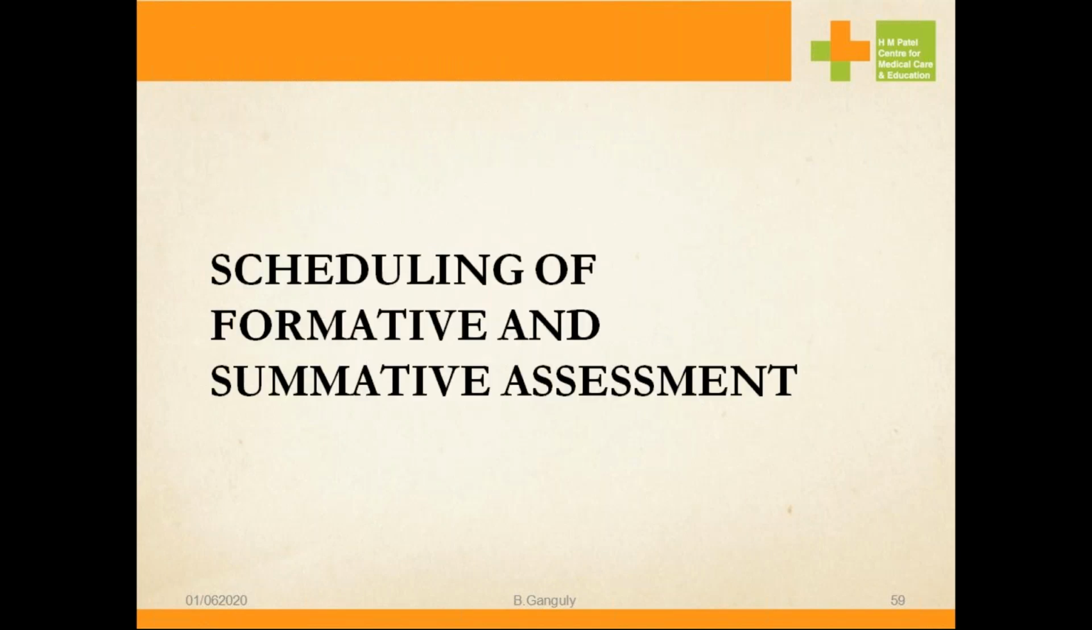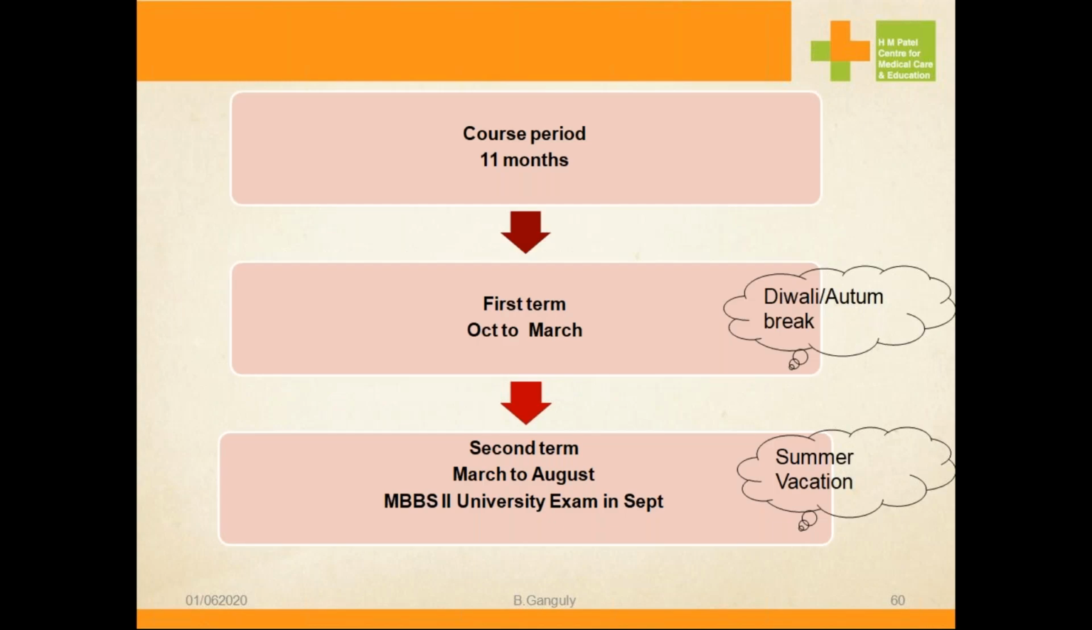So we have to schedule formative and summative assessment for the next class. Just an example I'm sharing with you. The course period is finally 11 months. If we divide it into first term and second term, tentatively October to March is the first term, and then the second term is March to August, because the second MBBS university exam as per the MCI document has to be in September. But we also have to think of October to March.